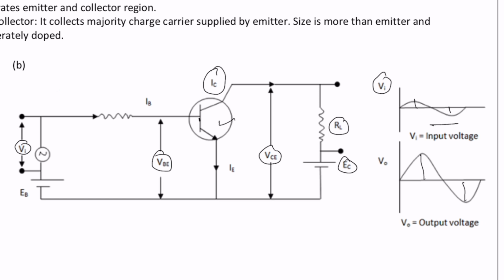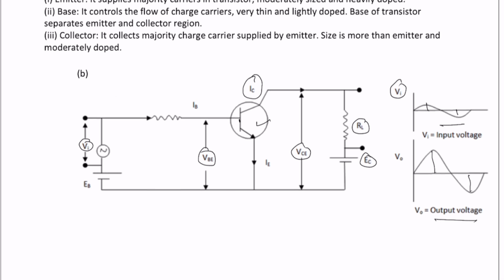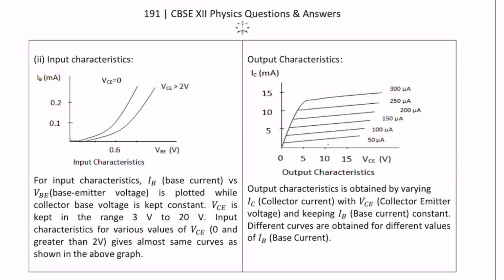So this is the circuit diagram for studying the input and output characteristics of an NPN transistor. Okay, this transistor symbolizes an NPN transistor, correct? So now, what is input characteristic?